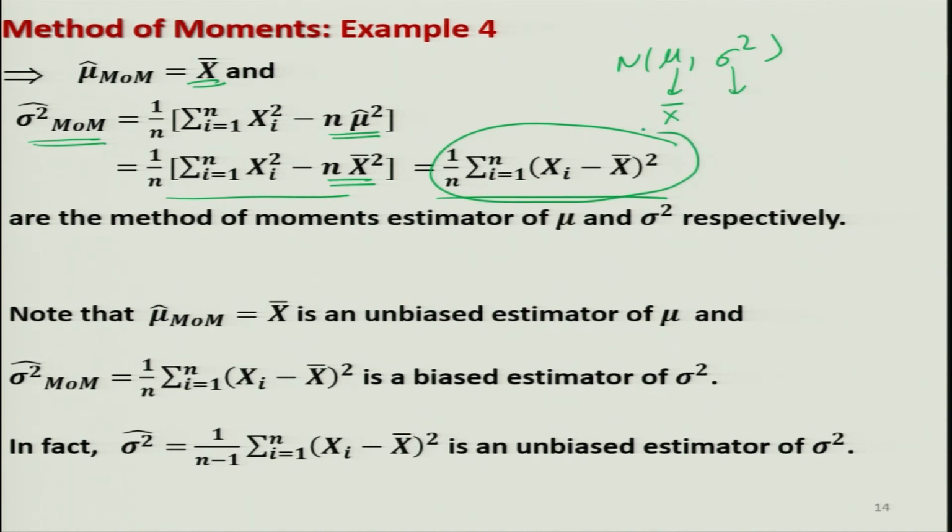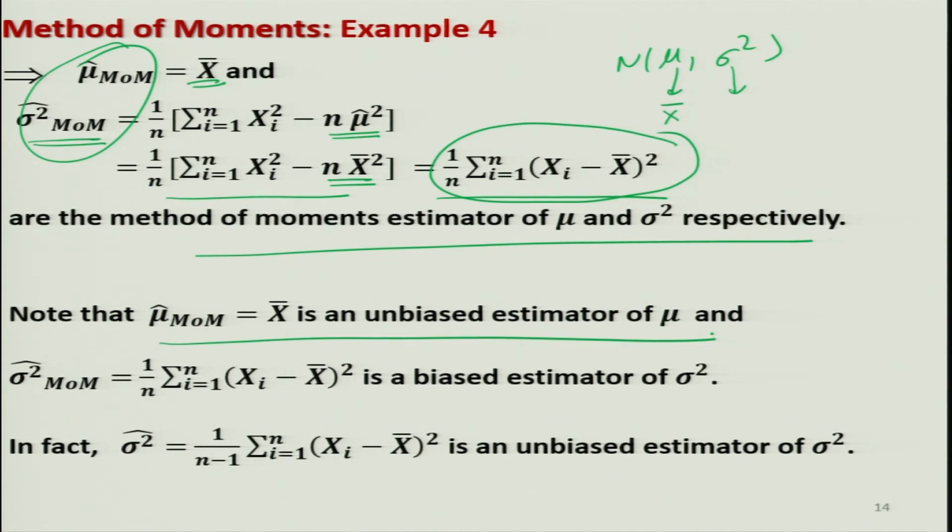So, this mu hat and sigma square hat are the method of moments estimators for mu and sigma square respectively. One thing I can show you, and you can verify it here, is that x bar is an unbiased estimator of mu, whereas sigma square hat, obtained here as the method of moments estimate, is a biased estimator of sigma square.